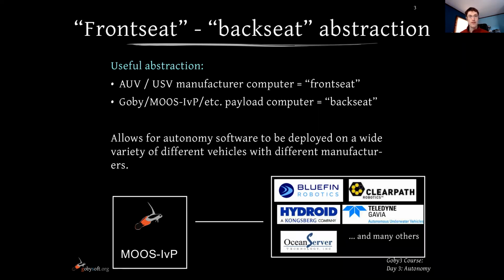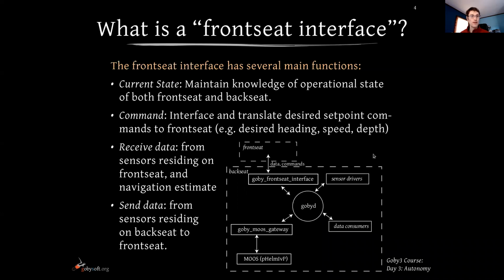The reason this abstraction is useful is that it allows us to deploy our autonomy software on a wide number of different vehicles, from different manufacturers, without necessarily worrying about the specifics of the control of each of these vehicles. So we're going to look at some of the tools in Goby that allow us to carry out this abstraction. And that main tool is the Goby front seat interface, this application.